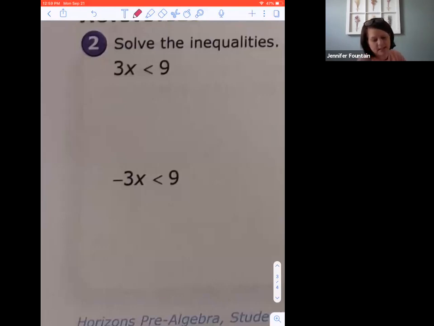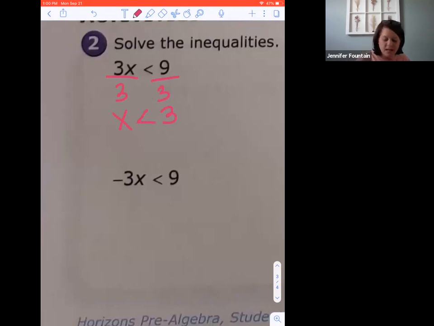Okay, so let's take a look at these. So on the first one, I have 3 times x equals 9. And we've talked about when I have 3 times x, I need to undo that by dividing. So I'm going to divide both sides by 3. So we found that x is less than 3.